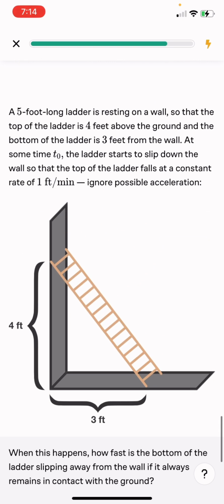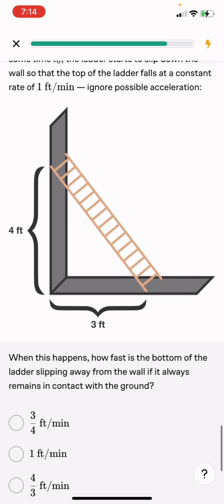Okay, we're done. A 5-foot ladder is resting on a wall so that the top of the ladder is 4 feet above the ground. The bottom of the ladder is 3 feet from the wall. At some time t0, the ladder starts to slip down the wall so that the top of the ladder falls at a constant rate of 1 foot a minute. Ignore possible acceleration. When this happens, how fast is the bottom of the ladder slipping from the wall if it stays in contact with the ground?